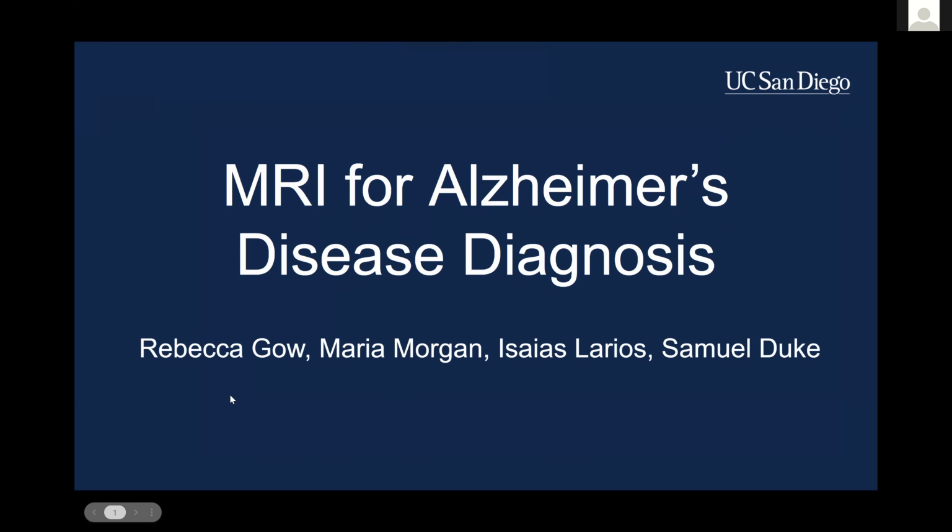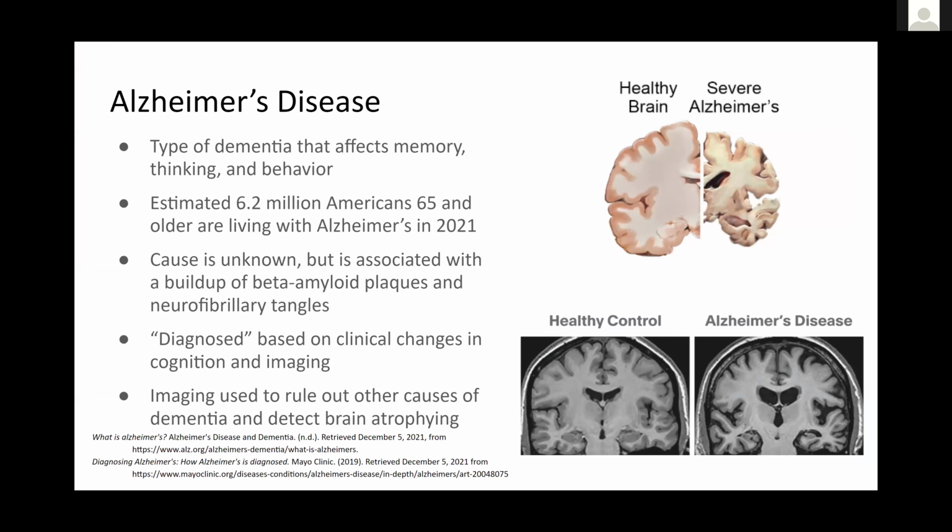Hi everyone. Today we will be talking about MRI for Alzheimer's disease diagnosis. To start, Alzheimer's disease is a type of dementia that affects memory, thinking, and behavior. An estimated 6.2 million Americans aged 65 and older are living with Alzheimer's disease in 2021. Advances in healthcare have increased life expectancy, leading to an increase in the aging population, making it probable that the number of people with Alzheimer's will continue to increase. This will be a huge burden on the healthcare system and a hardship for people living with the disease, making it even more necessary for early detection of the disease to offer early treatments.